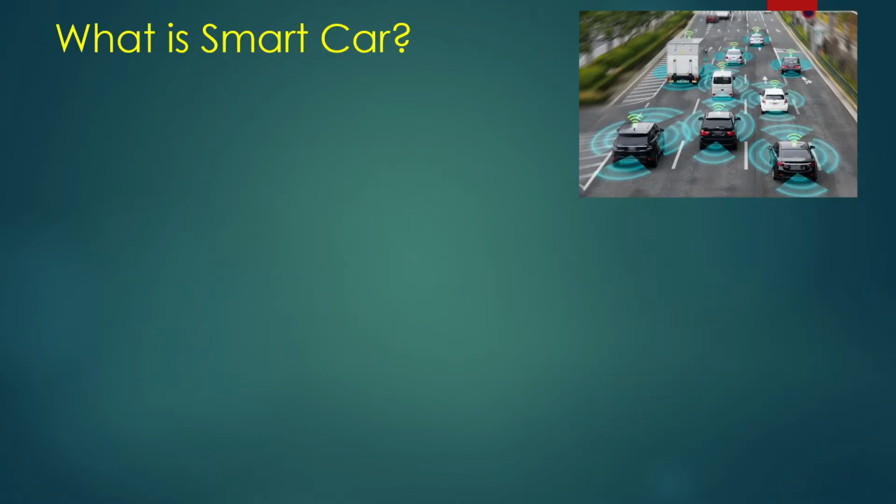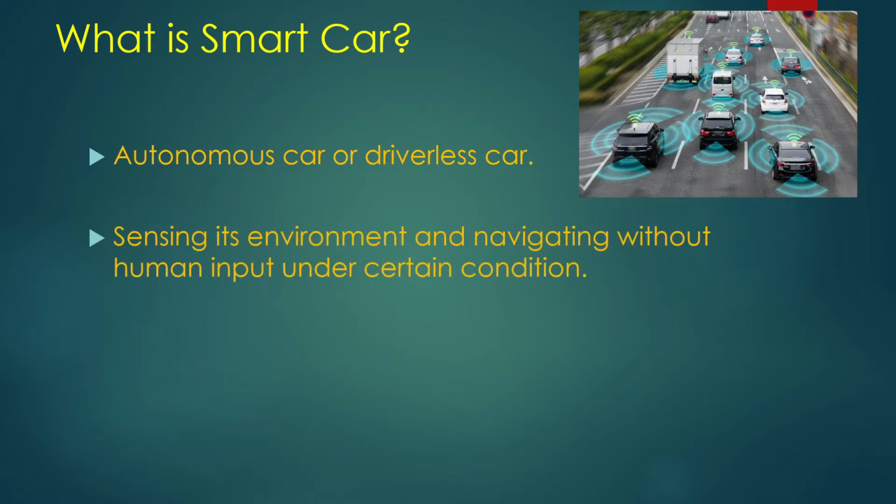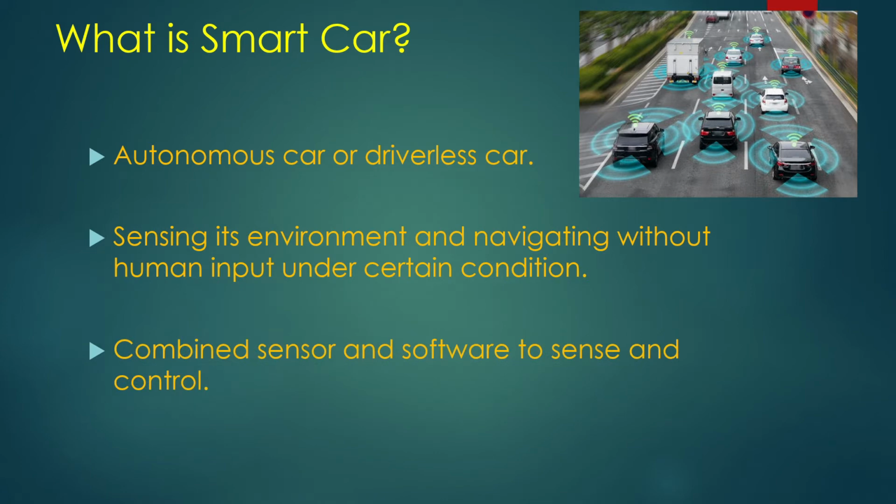So, what is smart car? We can define smart car as autonomous car or driverless car. Smart car is capable of sensing its environment and navigating without human input under certain conditions. How does smart car work? Smart car has a combined sensor and software to sense and control the car.